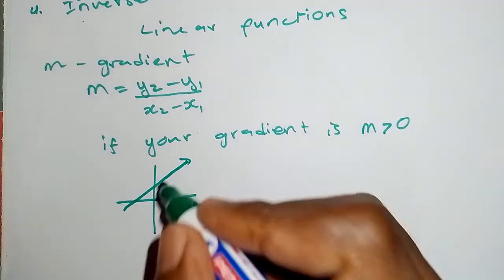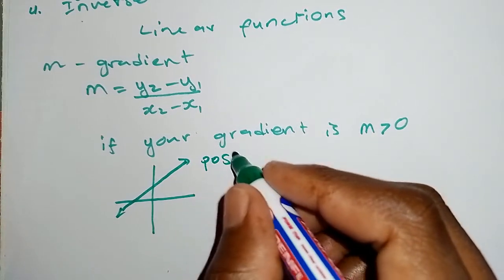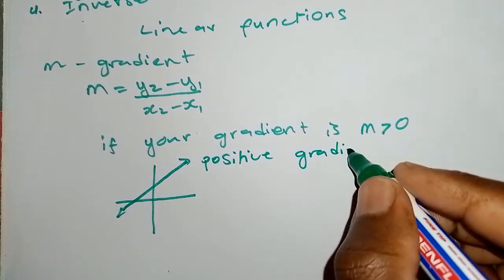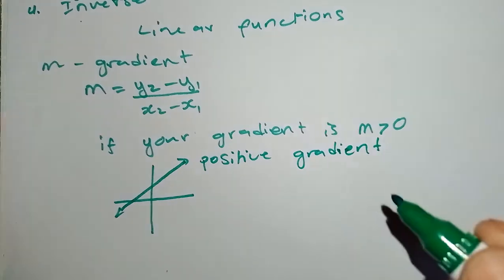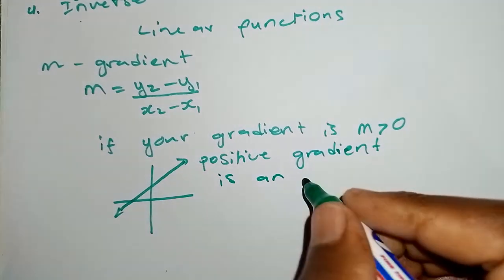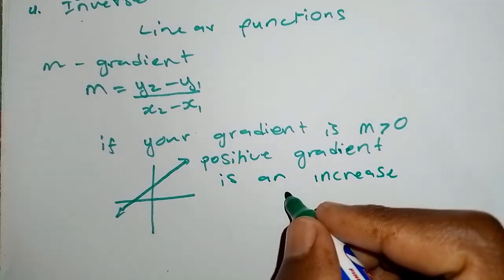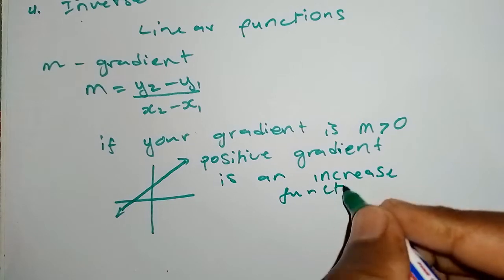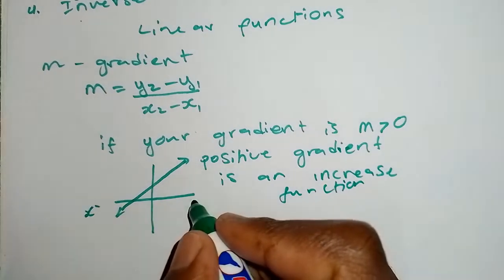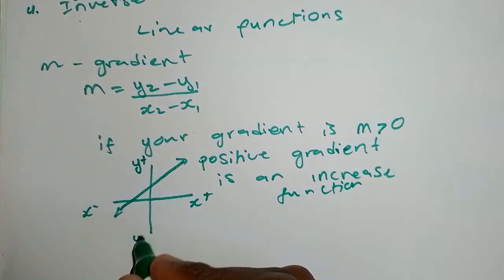This is what you call a positive gradient graph. My graph is an increasing function. Why do I say it's an increasing function? If you can check, here I'm going to have my x negative, here I'm going to have my x positive, this is my y positive, y negative, right?